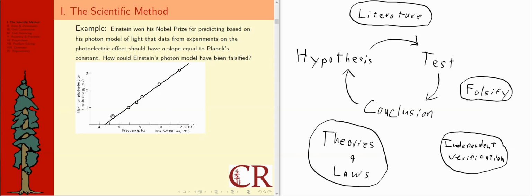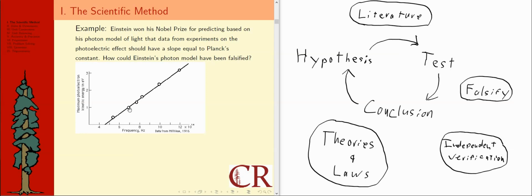Anyway, the question really is, what could have happened with this experiment that would have clearly shown Einstein's whole model, his whole idea, to be false? And the simple answer is, since it says the slope needs to be equal to Planck's constant, a simple way to answer this is to say, well, what if the slope were not equal to Planck's constant? That would be one way. It could get even worse, though.